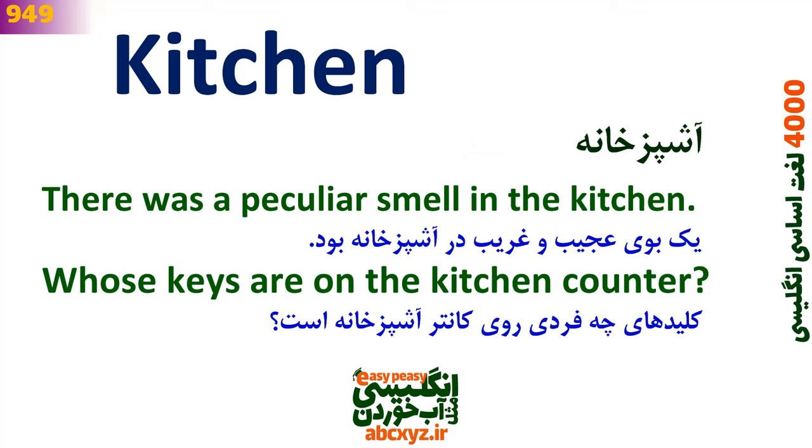Kitchen. آشپزخانه. There was a peculiar smell in the kitchen. There was, آنجا بود, peculiar. Peculiar چقدر لغت قشنگیه. یعنی عجیب و غریب. Smell یعنی بو. Peculiar smell یعنی بوی عجیب غریب. In the kitchen, در داخل آشپزخانه. یک بوی عجیب و غریب در آشپزخانه بود.